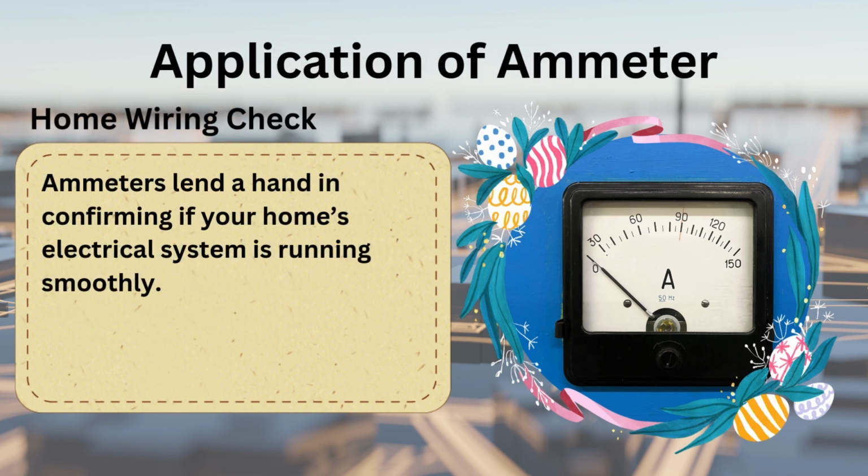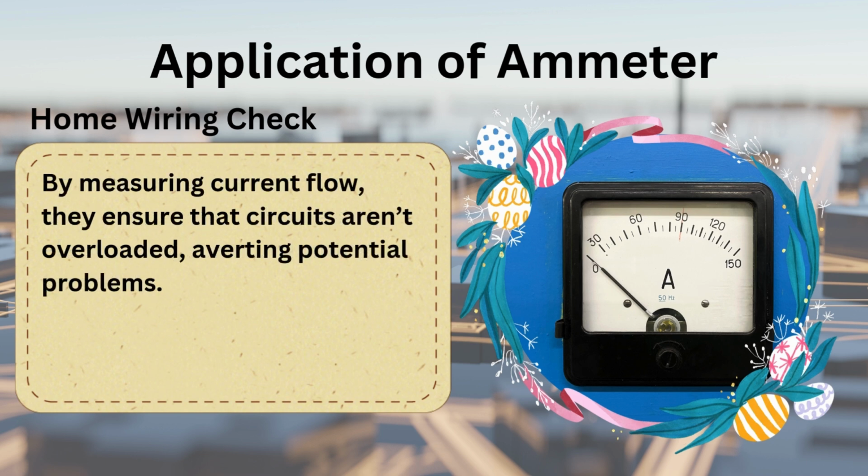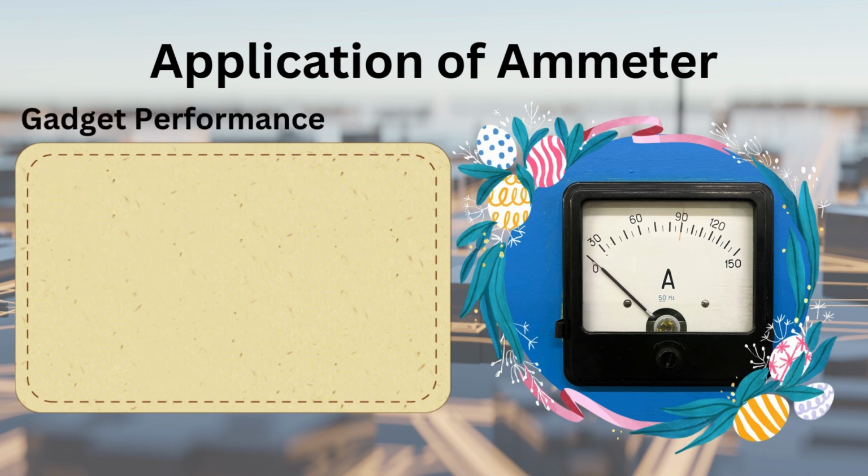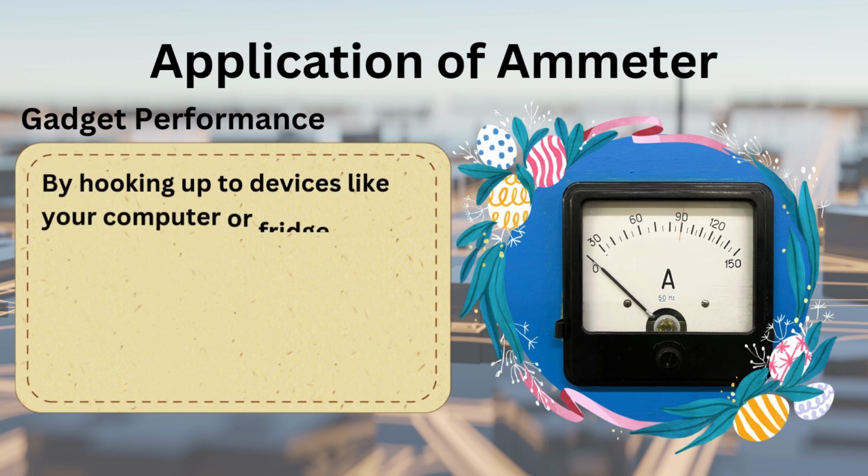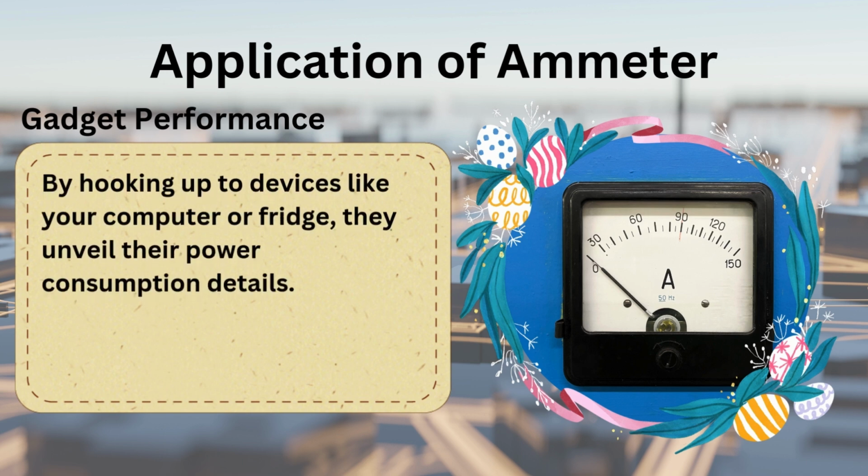Number 1. Home wiring check. Ammeters lend a hand in confirming if your home's electrical system is running smoothly. By measuring current flow, they ensure that circuits aren't overloaded, averting potential problems. Number 2. Gadget performance. By hooking up to devices like your computer or fridge, they unveil their power consumption details.